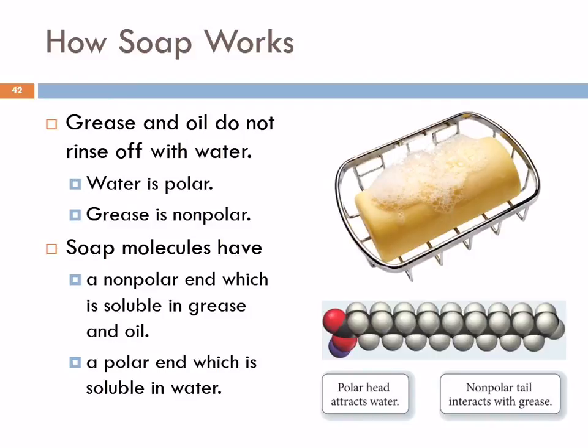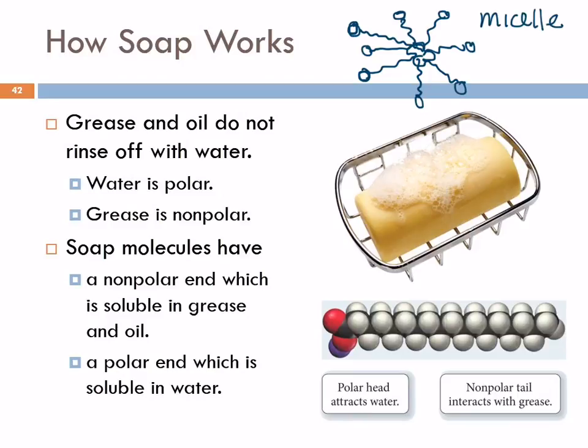And so what happens is the soap actually forms micelles with the oil. So let's say we've got this little glob of grease, okay? And outside we've got the water, and we're trying to get this grease off of our hands. Well, the soap molecules, here's the little head of the soap molecule, and here's the tail. The tail is going to interact with the grease. And so the soap molecules are actually going to surround little bits of grease and oil and form what's called a micelle. Michelle without the H.